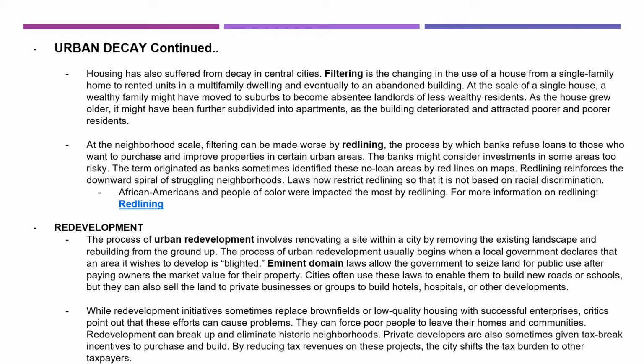The process of urban redevelopment involves renovating a site within a city by removing the existing landscape and rebuilding from the ground up. The process usually begins when a local government declares that an area it wishes to develop is blighted. Eminent domain laws allow the government to seize land for public use after paying owners the market value for their property. Cities often use these laws to build new roads or schools, but they can also sell the land to private businesses or groups to build hotels, hospitals, or other developments.